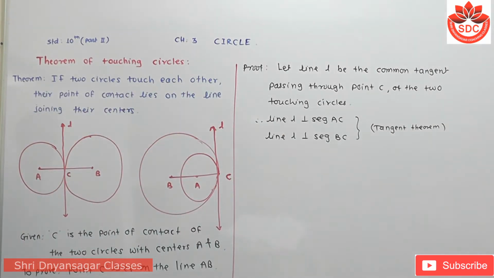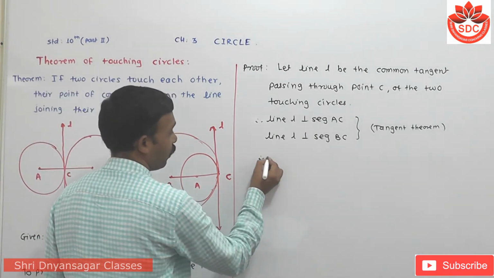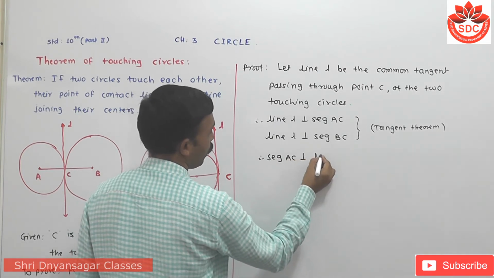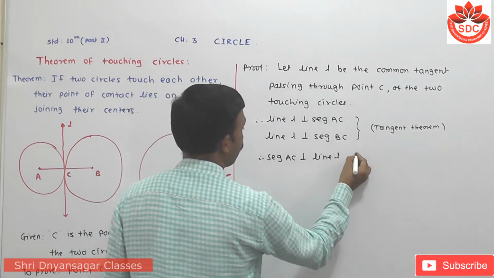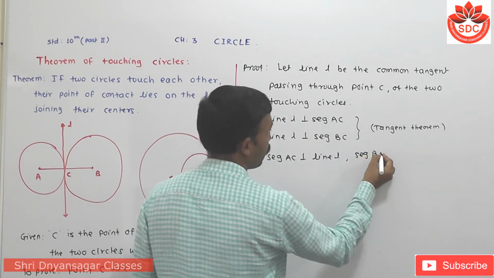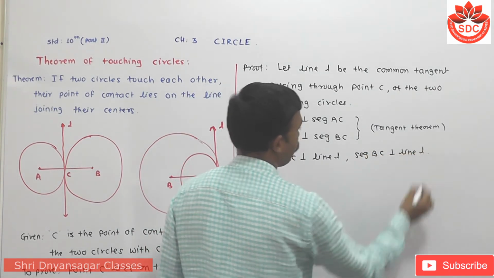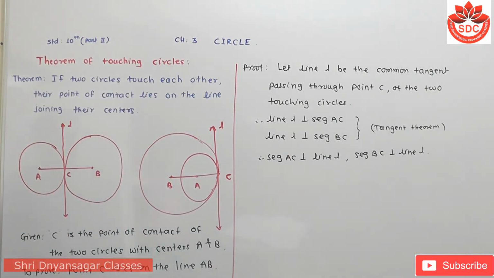Now, this means that segment AC is also perpendicular to L and segment BC is also perpendicular to the line L. Therefore, segment AC is perpendicular to the line L and segment BC is also perpendicular to the line L. This means that through point C, only one line is perpendicular.